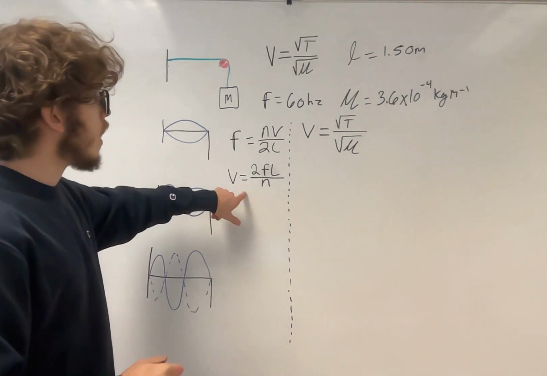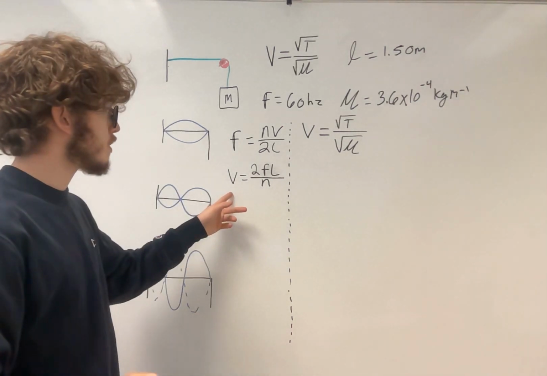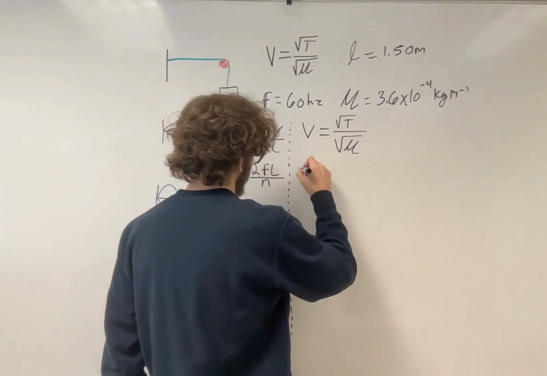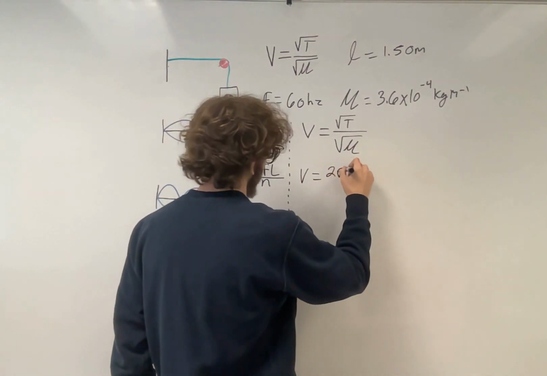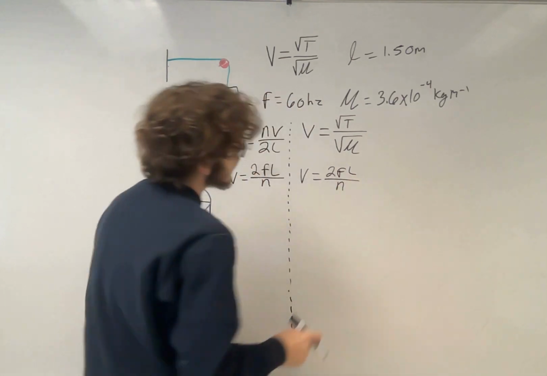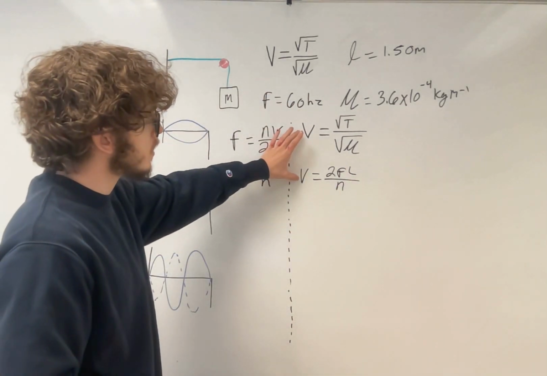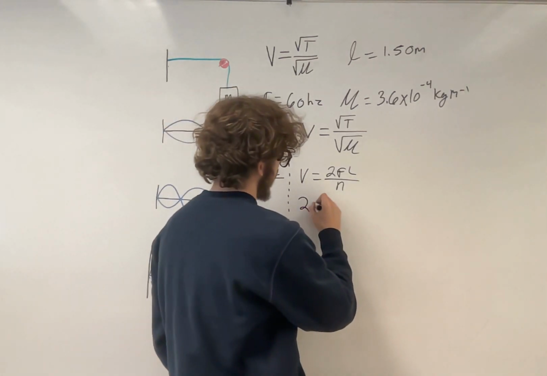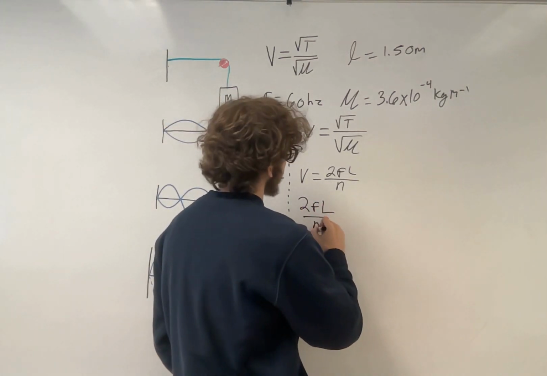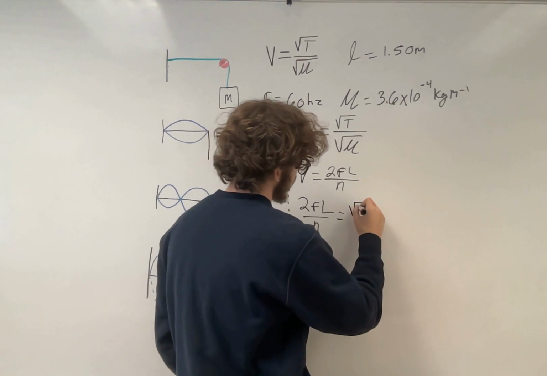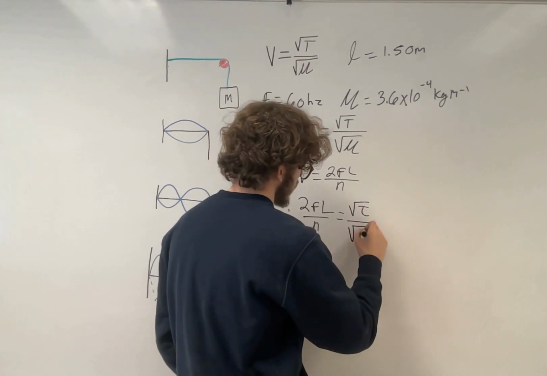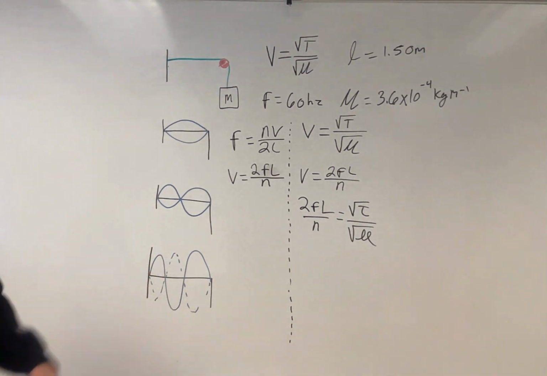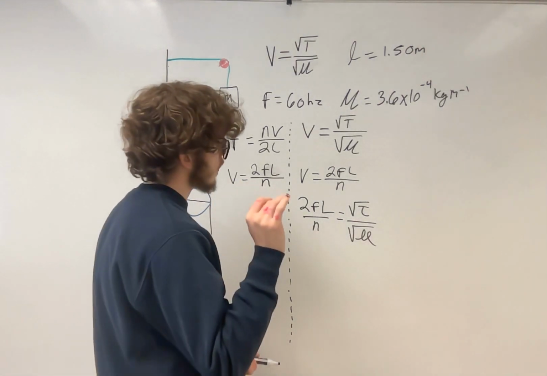Okay? We also say that the speed of a string wave, or any wave really, is equal to 2FL over N. Now that we have a V as a common term, right, we can set them equal to each other. So let's go ahead and do that. 2FL over N is equal to square root of T over square root of mu. Okay? So now that we have that, we can simply solve for what we're looking for.